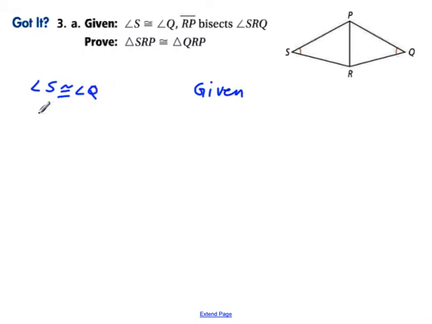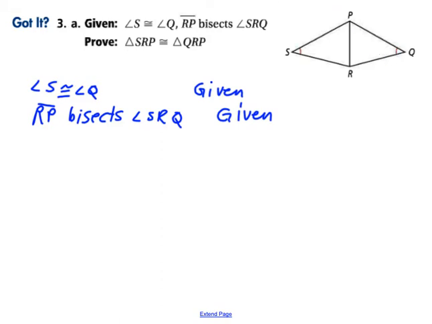Okay, we also have that segment RP bisects angle SRQ. That is given. And let's go ahead and write, we already have it indicated in our figure that those angles are congruent. What does it mean that RP bisects angle SRQ?